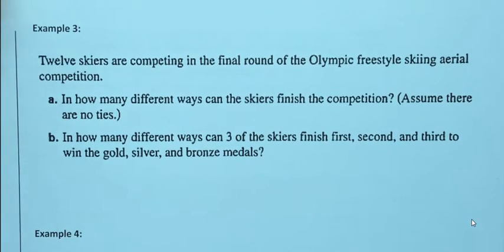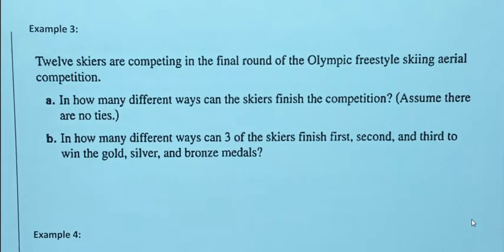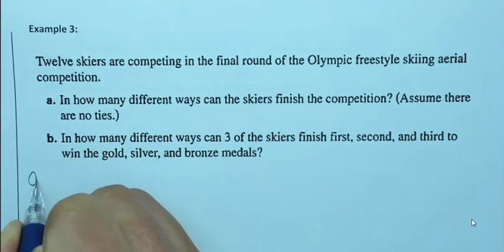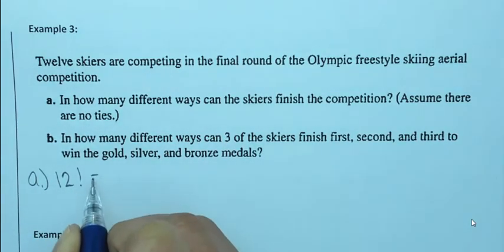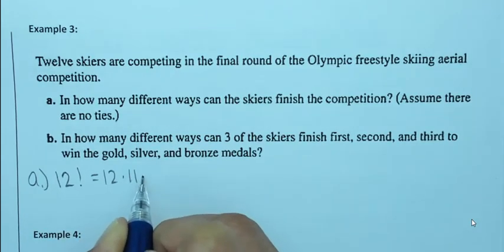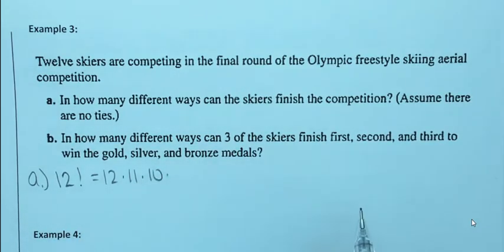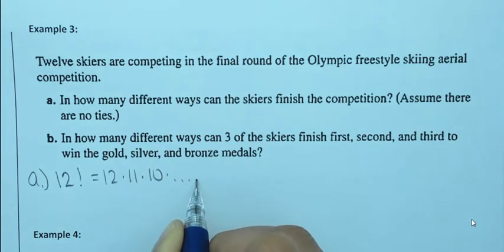So example 3. You have 12 skiers competing in the final round of the Olympic freestyle skiing aerial competition. In how many different ways can the skiers finish the competition? Assume there are no ties. So in how many different ways can these 12 skiers be ordered is what it's asking. So for A, it's quite simple. All you do is 12 factorial. Now this would be the same thing as 12 times 11 times 10 times, and so on. Do we really want to do all that? I hope you were saying to yourself, no.